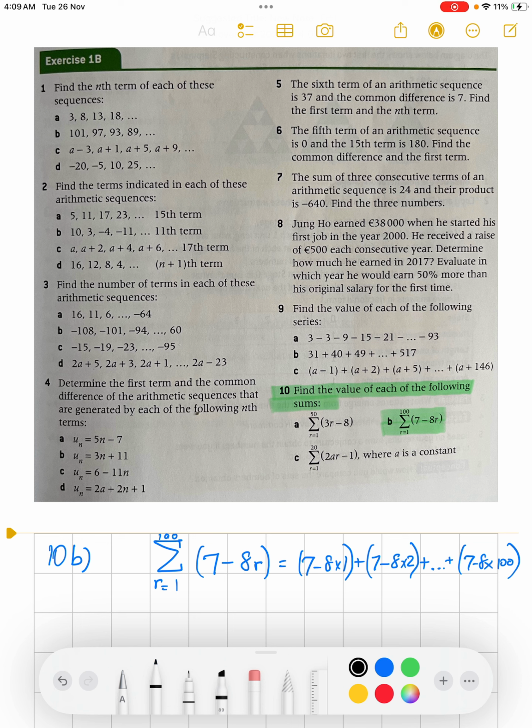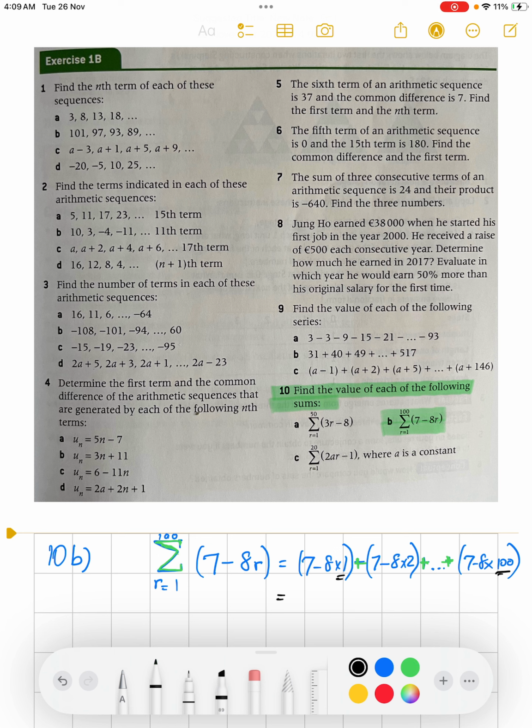So this is the last r, this is the first r, and we add up all of these terms, and that's what the sigma represents, the sum of. So that's the sigma, is when you add all of those terms.